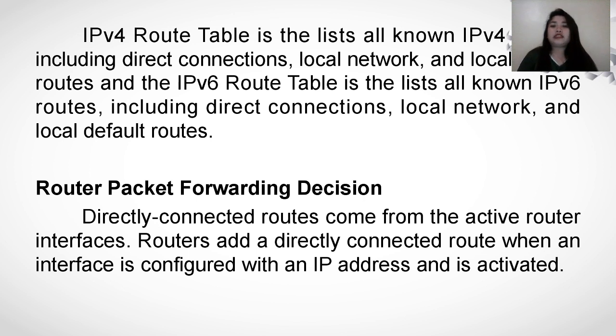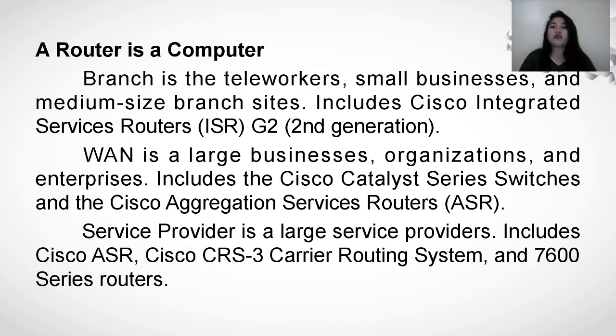Router packet forwarding decision. Directly connected routes come from the active router interfaces. Routers add a directly connected route when an interface is configured with an IP address and is activated. Then the next one is a router is a computer. Branch is for teleworkers, small businesses, and medium-sized branch sites. Include Cisco Integrated Services routers, also ISR G2 or the second generation.